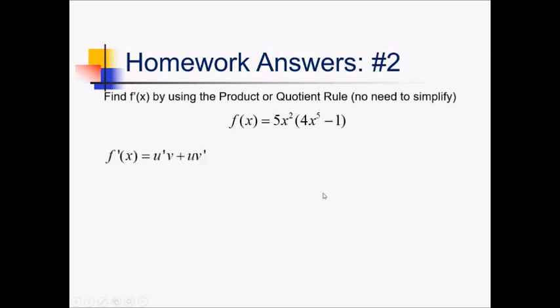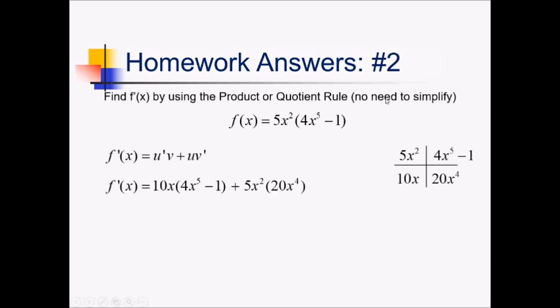Using my box and ribbon here, I've got my two factors, 5x squared and 4x to the fifth minus 1. And their derivatives down below, we're going to have 10x followed by 20x to the fourth. Now using the ribbon to put it all together, I've got 10x times 4x to the fifth minus 1, and I'll need parentheses for the second thing there. Plus, now I'm going to do uv prime, 5x squared times 20x to the fourth.